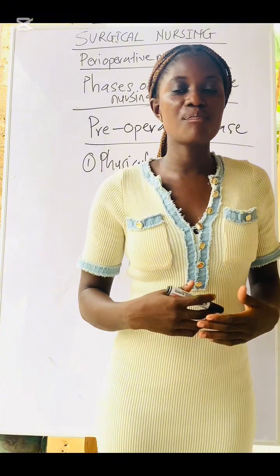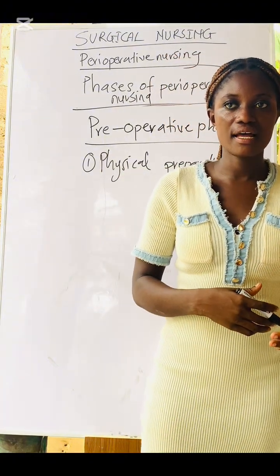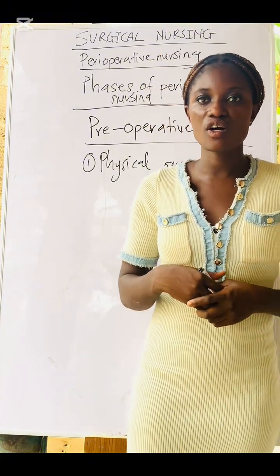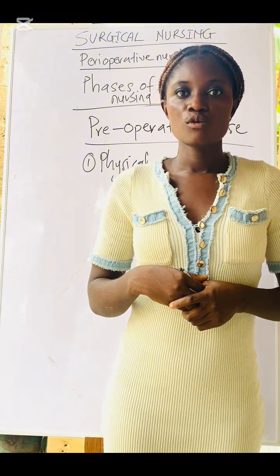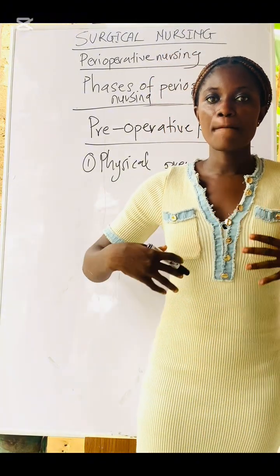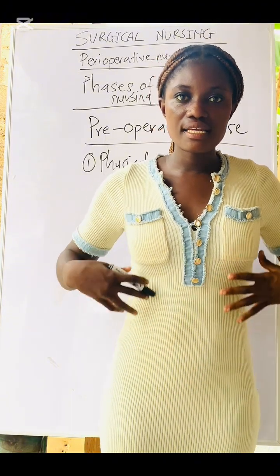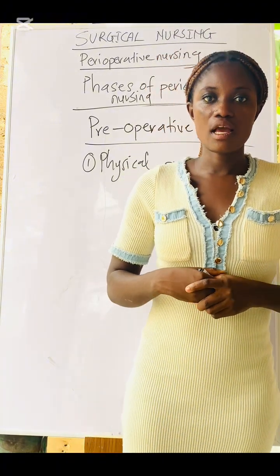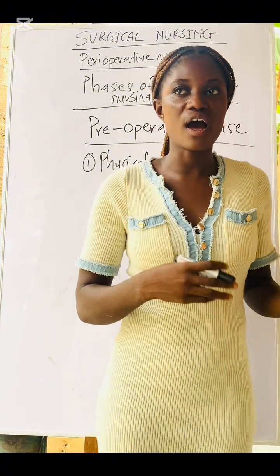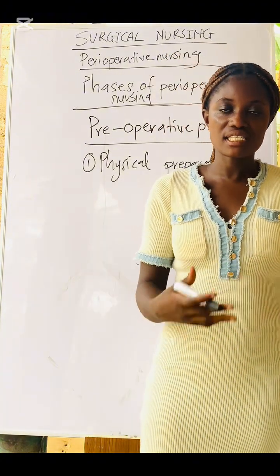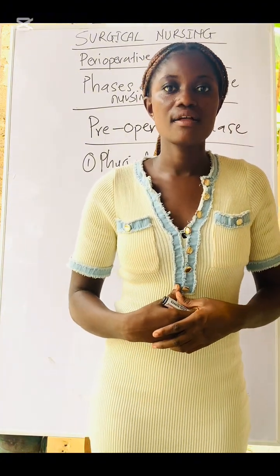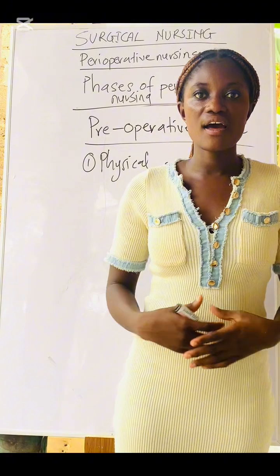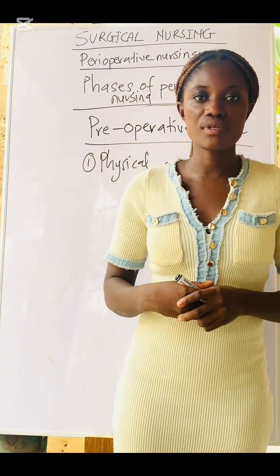And ensure that the patient has emptied the bladder so that it wouldn't interrupt the surgical procedure. So supposing they are going to perform the surgery in the abdomen, if the patient has not emptied her bladder, it means that it's going to affect it, or the surgeon might cut the bladder. So the patient is supposed to empty the bladder in order for the surgery to be safe.